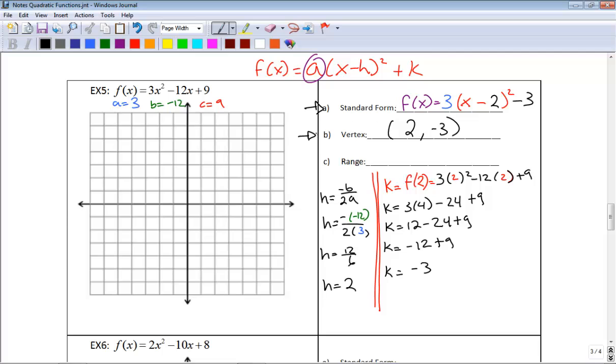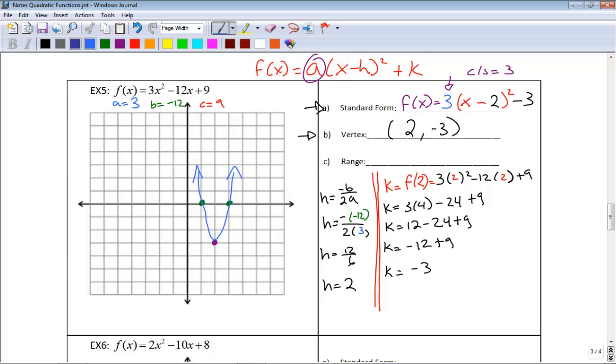minus 3. Well, let's go ahead and graph our parabola with that vertex and that compression stretch. Again, the compression stretch is equal to 3. So 2, negative 3. There's our vertex. Then the compression stretch says, all right, from that point, I need you to go up 1, 2, 3 units and 1 to the left. Back from that vertex, we go up 1, 2, 3 units, 1 to the right. Connect your dots, and there we go. That is the graph of 3x squared minus 12x plus 9.